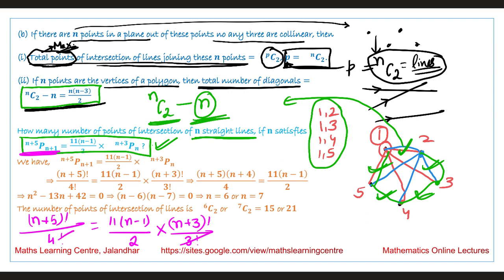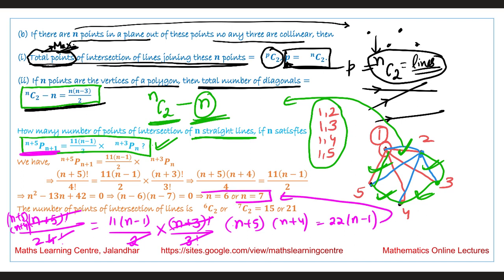This n plus 3 factorial gets cancelled over here, and we are left with n plus 5 into n plus 4. The 2 gets cancelled over here. So we get n plus 5 into n plus 4 is equal to 22 into n minus 1. And on solving this equation, we obtain n is equal to 6 or 7. Corresponding to this, we have to calculate the number of points of intersection. These are now the number of lines, n is equal to 6 and 7.